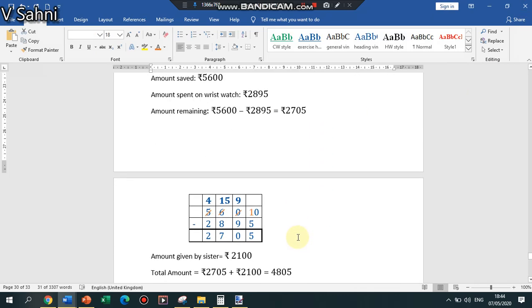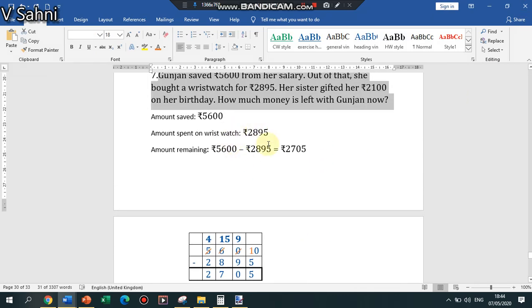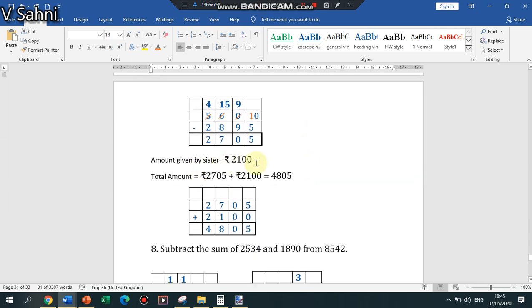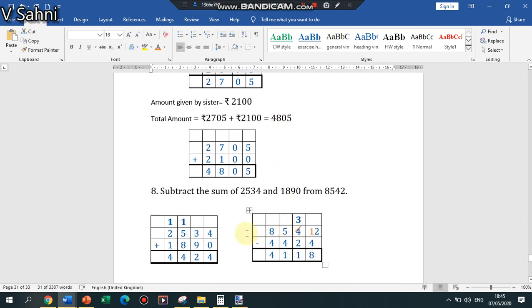See, 5600 is the amount she saves. Amount spent on wristwatch is rupees 2895. Amount remaining is this minus this. Amount given by sister is 2100. So now total amount will be this plus this. So I have taken 4 questions. These are the 4 different types of questions from the exercise. This being the last one, which is quite simple.